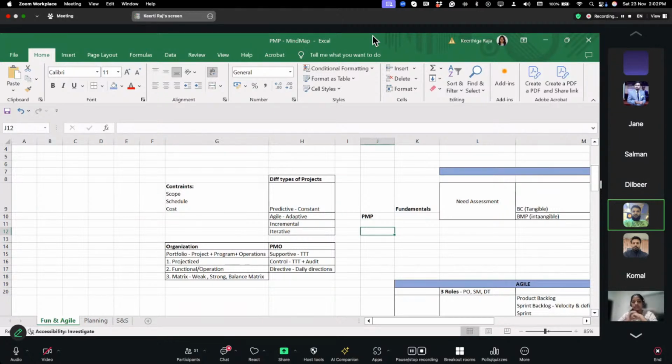Then we have types of organizations. There are multiple types of organizations.